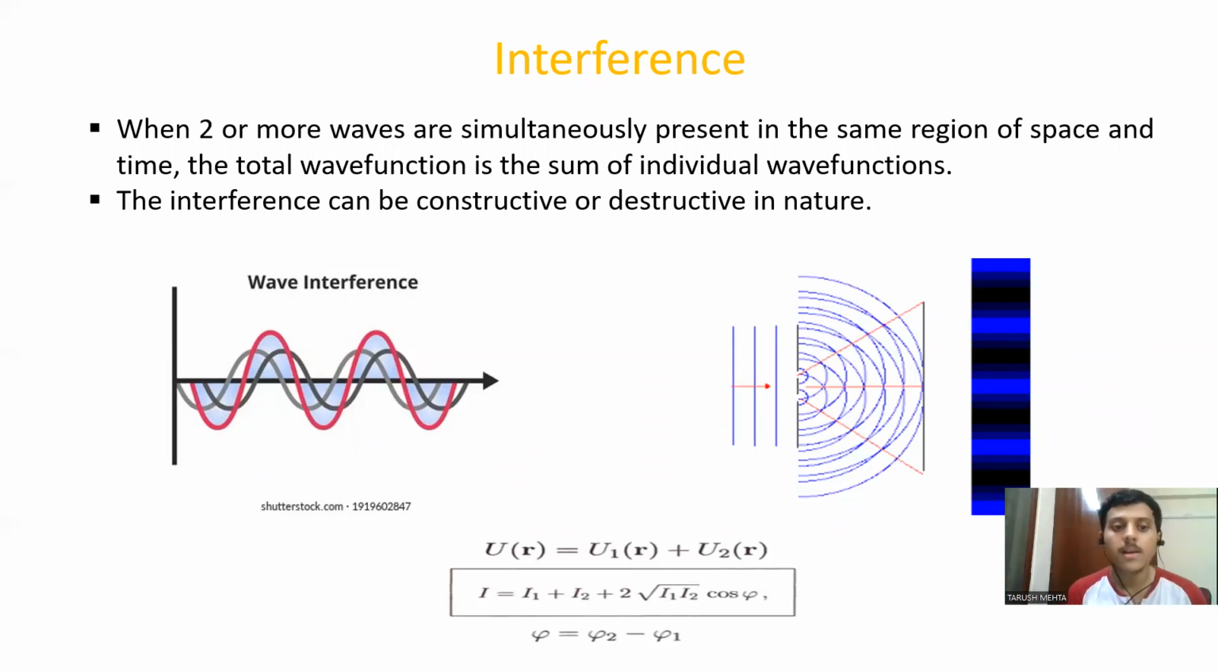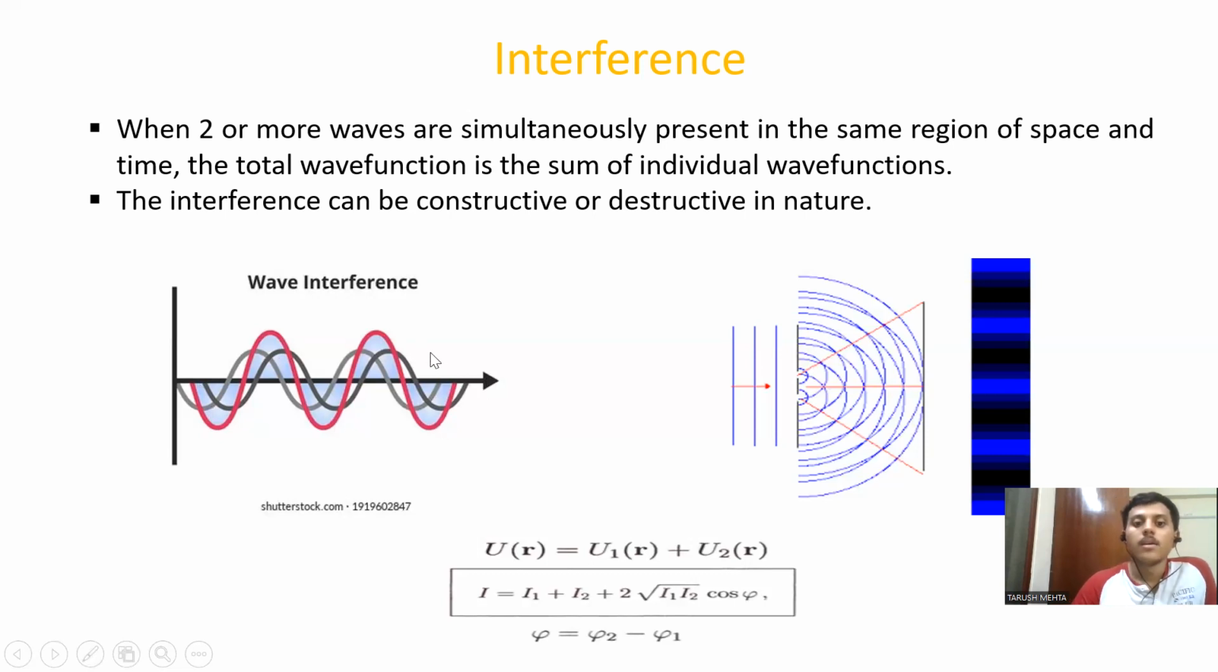So interference basically refers to the mixing of two or more waves in simple language. Whenever two or more waves are simultaneously present in the same region of space and time, the total wave function is the sum of individual wave functions. Here we can see that there are two waves with some phase difference between them.